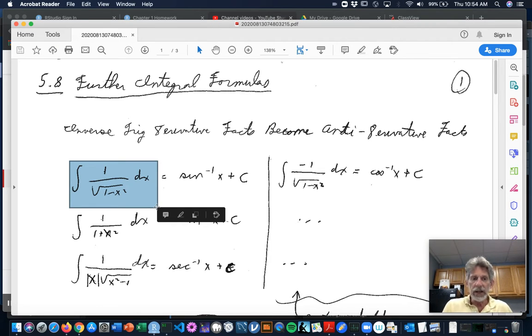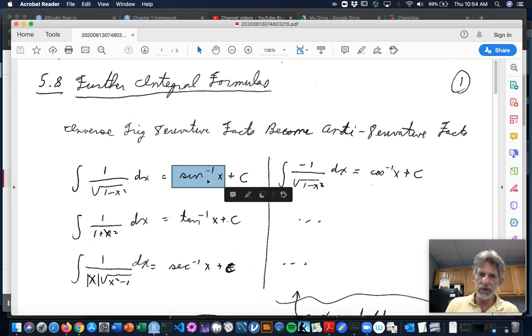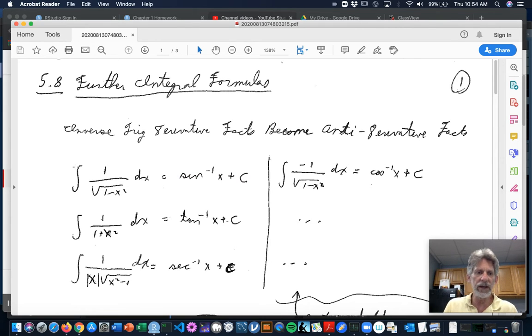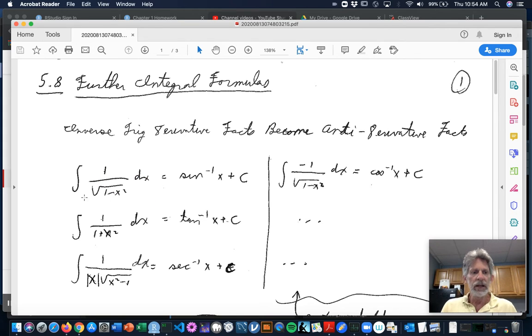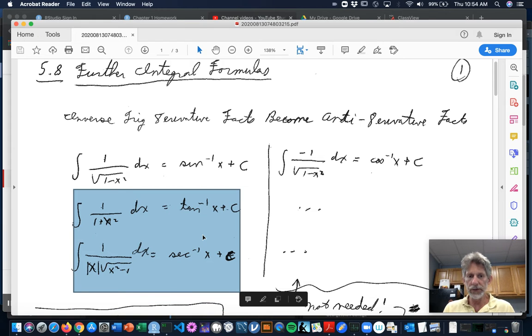If you need to find the antiderivative of 1 over square root of 1 minus x squared, you could say, well, I know one antiderivative, inverse sine of x, just add on plus c, and I've got the whole family of antiderivatives that makes up that indefinite integral. Same way, you get 2 more indefinite integral facts for free.